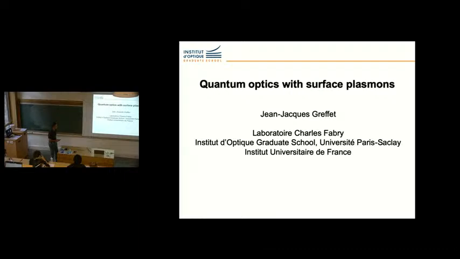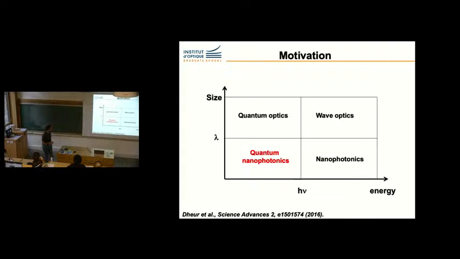And the motivation for that is as follows. Here I have a sketch of different domains of optics as a function of size. Here we have a characteristic length, which is the wavelength, and as a function of energy, that's the quantum of energy. So quantum optics is on the left side. Wave optics, geometrical optics, classical optics is on the right side. In terms of diffraction limit, this is nanophotonics. This is quantum optics and wave optics. So the goal is to be in this area. So small and low energy.